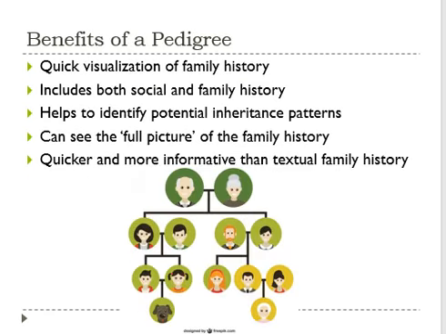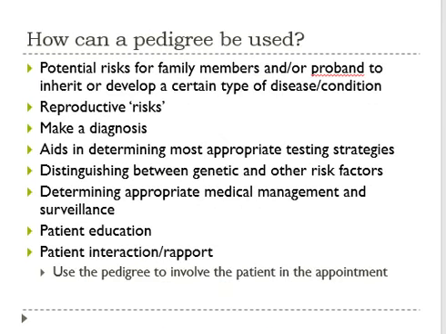So the benefit of pedigree analysis is it allows quick visualization of the family, including both social and family history, helps to identify potential inheritance patterns, and you can see a full picture of the family history. It's quicker and more informative than textual family histories and can pick up far more things.